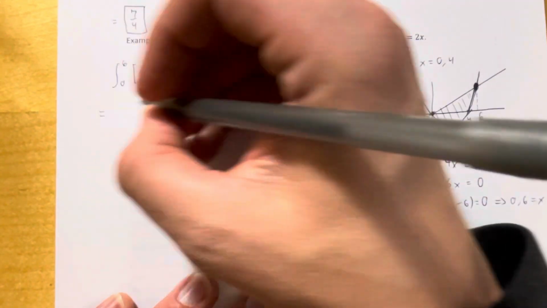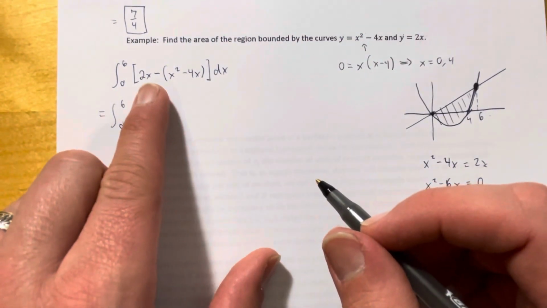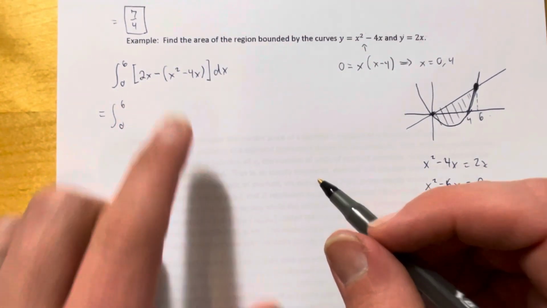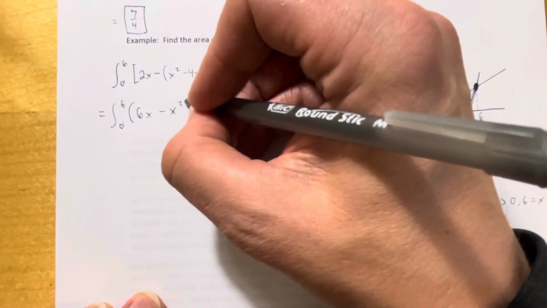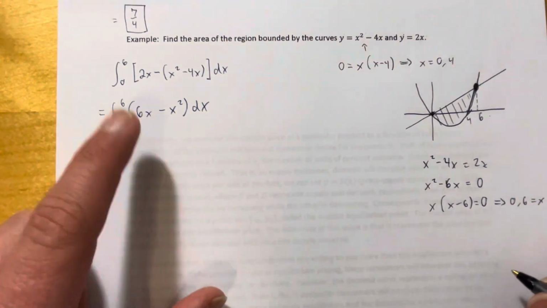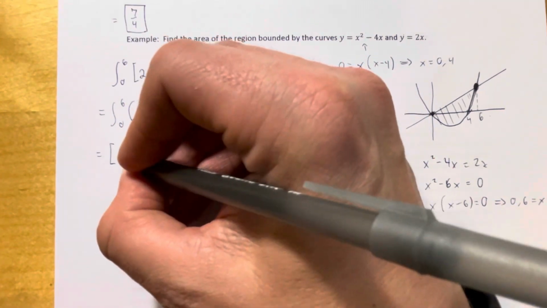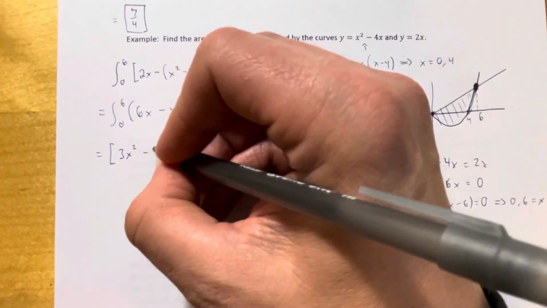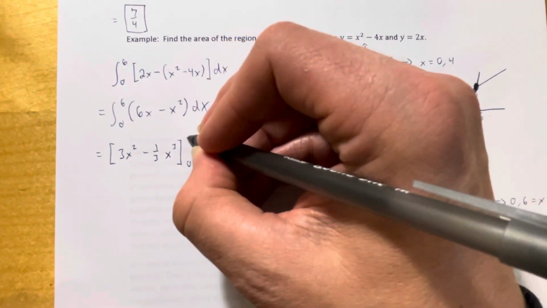dx. This is equal to, once you distribute that minus sign, this negative 4x becomes positive. Add it to the 2x to get 6x. And then I'm going to have minus x squared there. Okay. The integration is straightforward because this is a polynomial. We've done a lot of these. This gives me 3x squared minus 1/3 x cubed from 0 to 6.